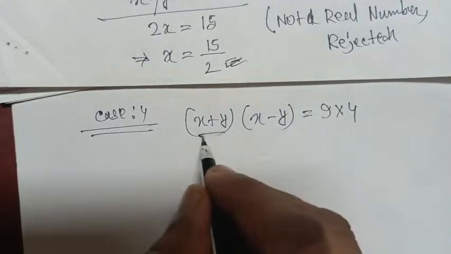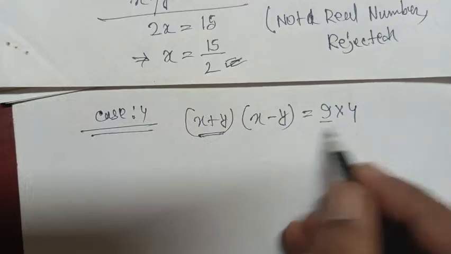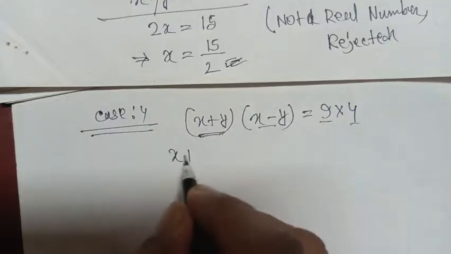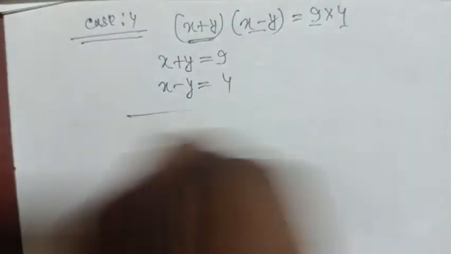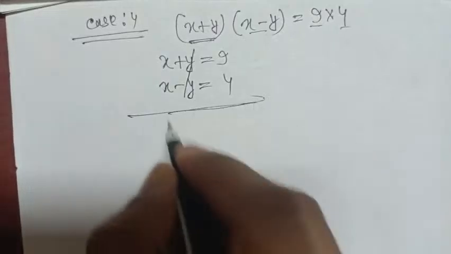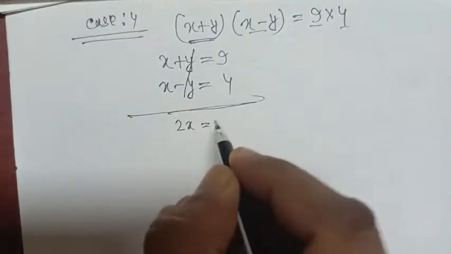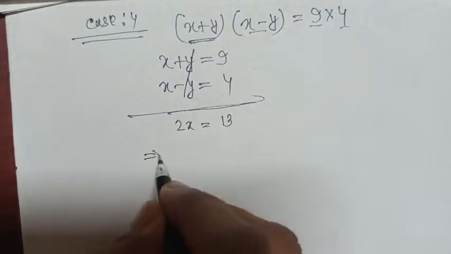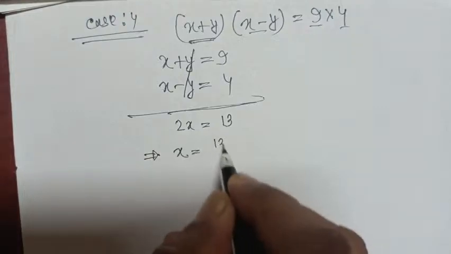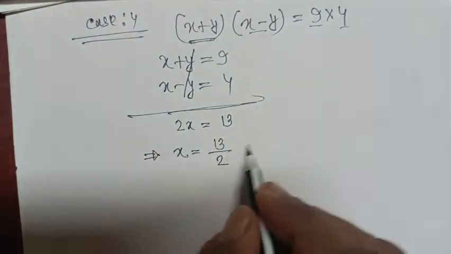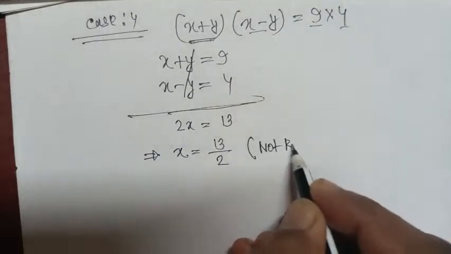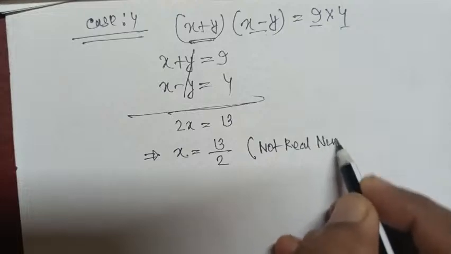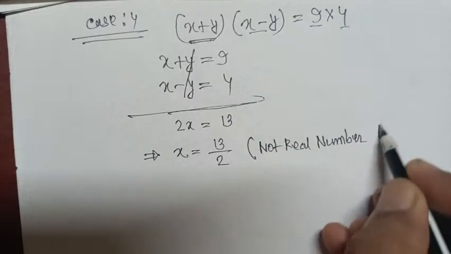Now if we compare this x plus y to 9 and x minus y to 4, then we get x plus y is equal to 9 and x minus y is equal to 4. So if we add these, then we get 2x is equal to 13. Therefore x is equal to 13 by 2. So again, this is not a real number. Rejected.